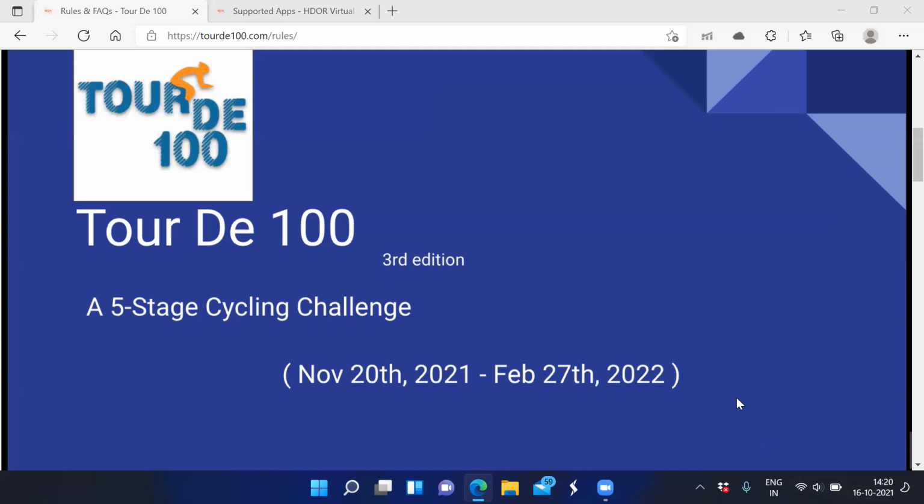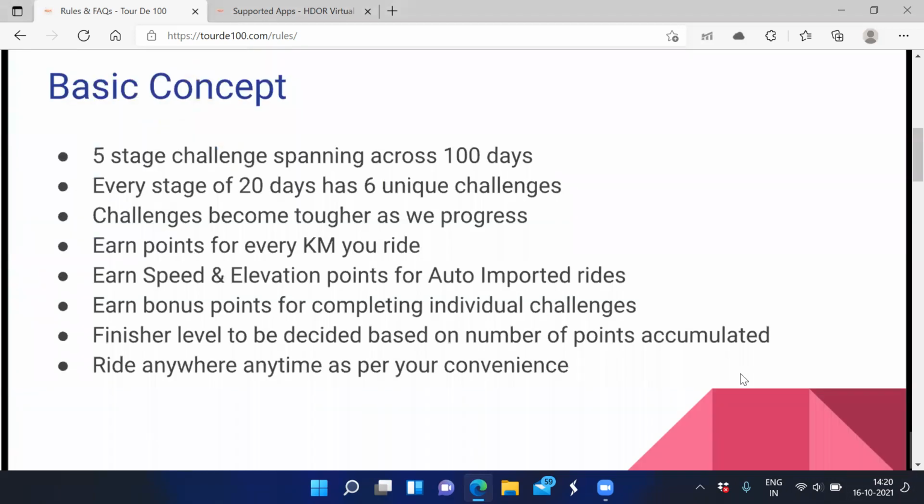So let's begin without further ado with the first slide, the basic concept of this challenge. This challenge, as we all know, is a 100 days challenge, which is divided into 5 stages. Each stage is of 20 days. In each stage we have 6 different unique challenges in which we have to earn points, and they have a chart in which they have mentioned what the challenge is and how many points for the respective challenge. Moving ahead, you have bonus points as well in this.